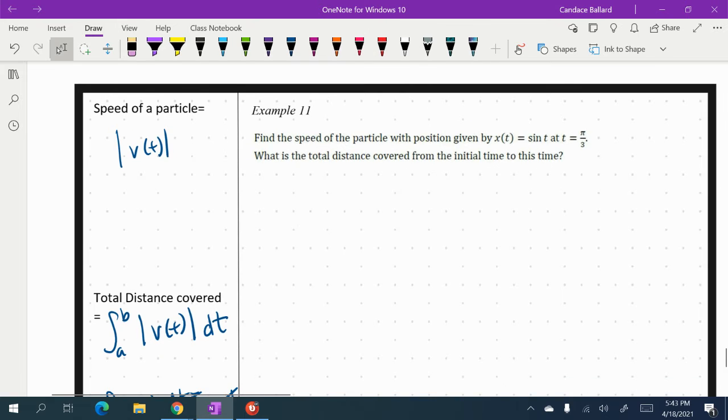All right, so let's look at example 11. It says we want to find the speed of the particle. It starts us with position, x of t equals sine t. It gives us a value. So let's actually stop there and do that one, because it says find the speed.